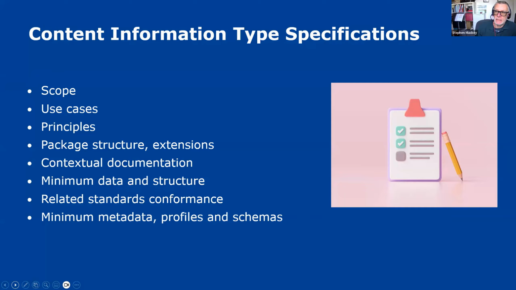So very importantly, the SIPs include a scope to say where it can be applied. We try to include relevant use cases. And then as with the other specifications, we have principles and we have requirements around package structures and extensions to the basic structure. We include requirements for contextual documentation, for the minimum requirements for data and for data structure, any requirements for related standards conformance, and then, of course, the minimum amount of metadata, including things like profiles and schemas that are required.